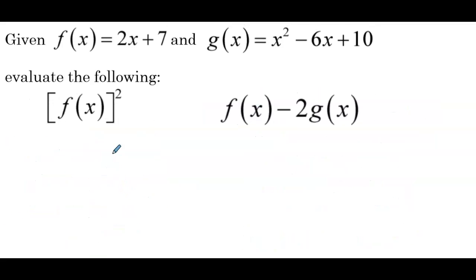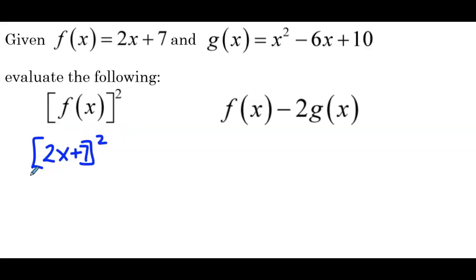Same two functions, but now we're going to find algebraic expressions, so in terms of x. Starting off, we have f of x quantity squared. So we're going to substitute the function f of x into our brackets. So that's 2x plus 7. We're going to square that.